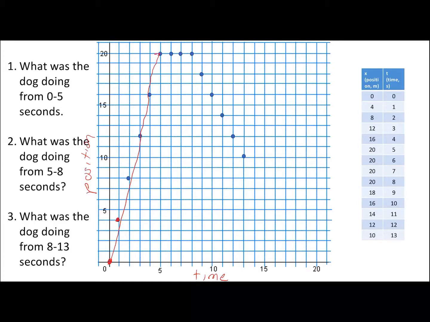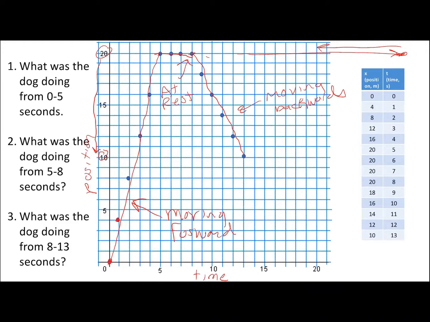And what are we doing from 5 to 8, this point? And then what are we doing from 8 to 13? Well, we are moving forwards. And then what are we doing here? We are at rest. And what are we doing here? We are moving backwards. And we know that because we start at 20 and then we move back to 10. So we are moving first forwards, and then we stop, and then we move backwards. That's what's going on in this graph.